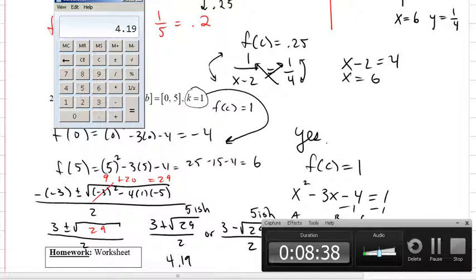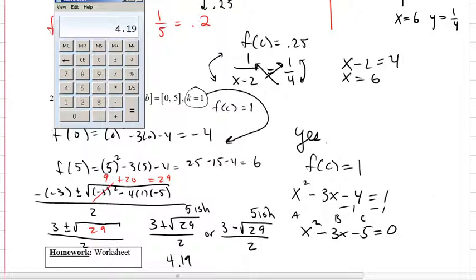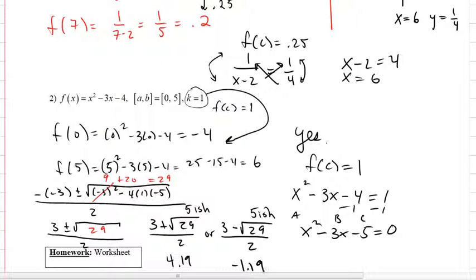Okay, the next one is 3 minus 5.38 divided by 2. This is negative 1.19. Now notice, this is my x value, this is my other x value.